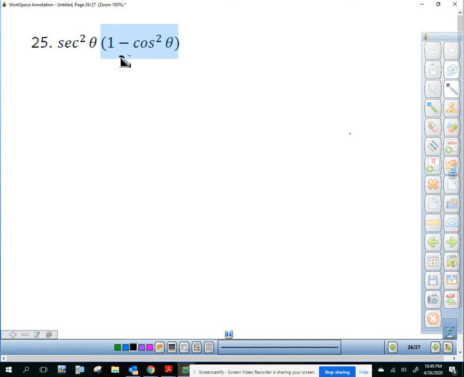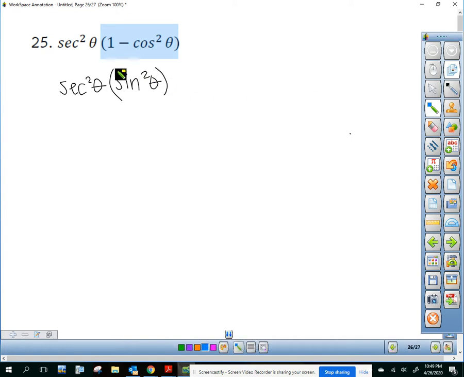This is just a rearrangement of it. The cosine squared has been moved over. So this is equivalent to sine squared of theta. So we can make that replacement there. And that is from the Pythagorean identity.